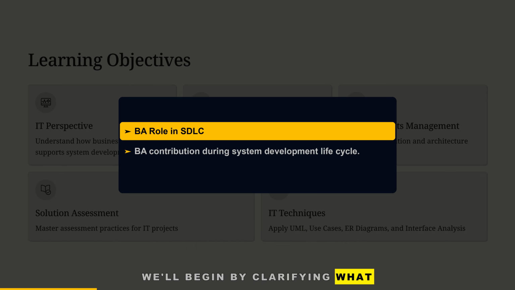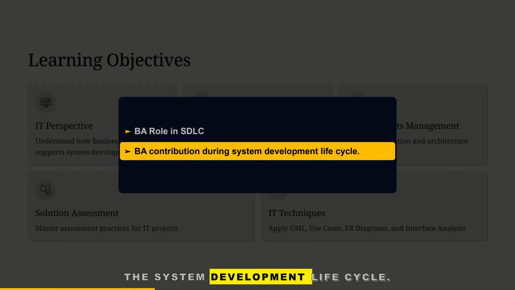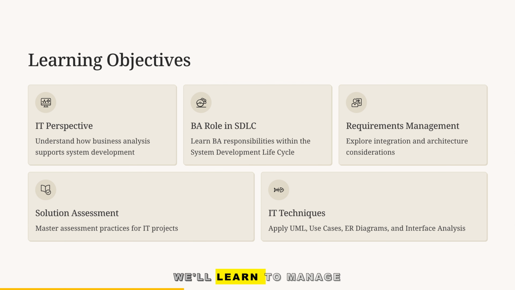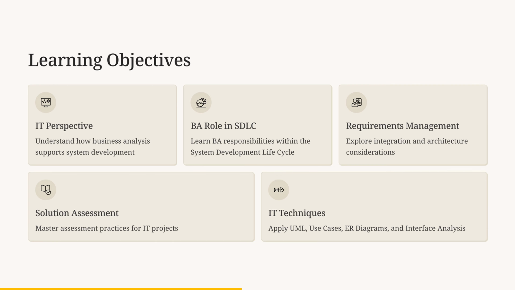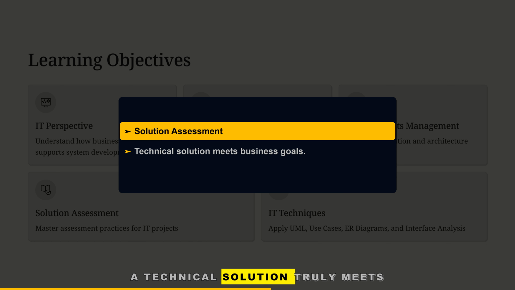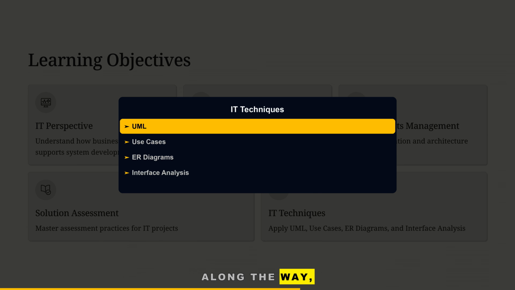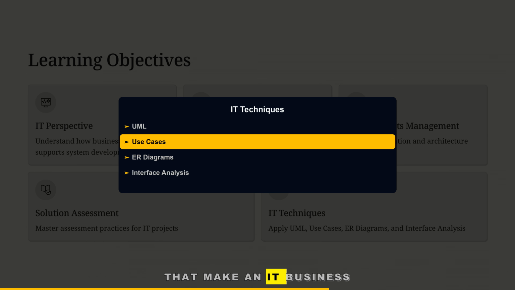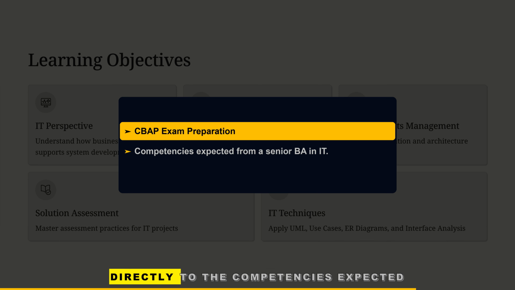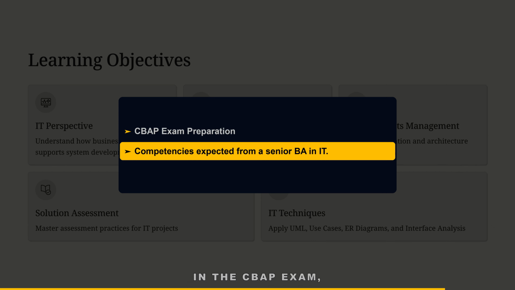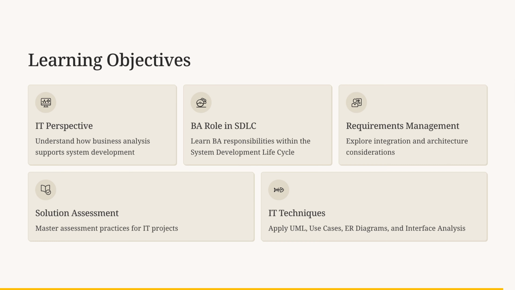We'll begin by clarifying what the IT perspective really means, then look at how a BA contributes during every stage of the system development lifecycle. We'll learn to manage and trace requirements effectively, understand integration and architecture challenges, and finally, evaluate whether a technical solution truly meets business goals. Along the way, we'll also discuss the key techniques that make an IT business analyst successful, from UML diagrams to interface modeling. Everything you'll learn here maps directly to the competencies expected in the CBAP exam, and even more importantly, to what's expected from a senior BA in a real IT environment.